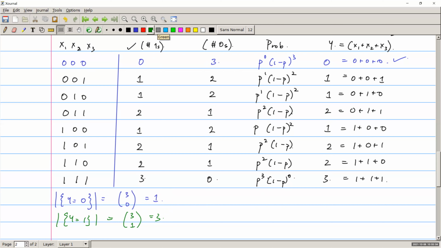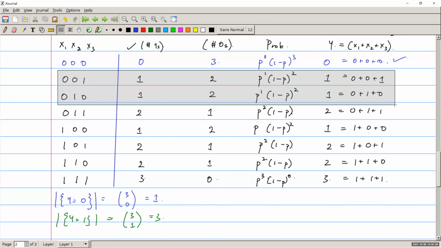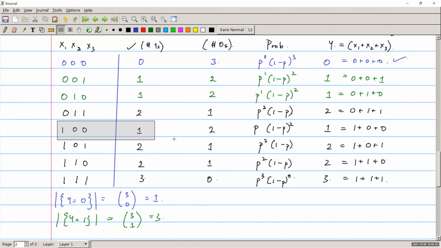So can someone help me, what's the event y equals 1? Right, so these two outcomes. Okay, what else? Right, and this. The three outcomes in green correspond to the event y equals 1. They're all the rows where I see y equals 1. And this corresponds to every way you can write a sequence of length 3 by placing exactly one 1.